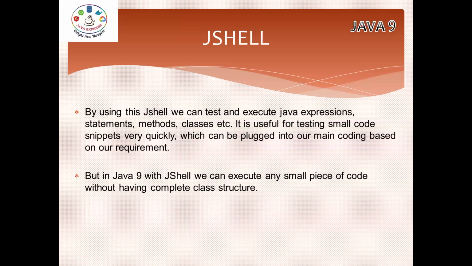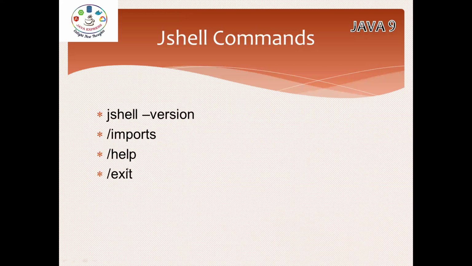By using this shell, we can test and execute our Java expressions, classes, methods. Basically, in real time, it is useful for testing small code snippets very quickly. It's kind of plug and play, guys. By using Jshell, we can execute any piece of code without creating a class. That is the advantage of using Jshell here. Now, what kind of commands? There are a lot of commands, but from the developer point of view, this is a simple demonstration. I want to show you how to use Jshell in your local system.